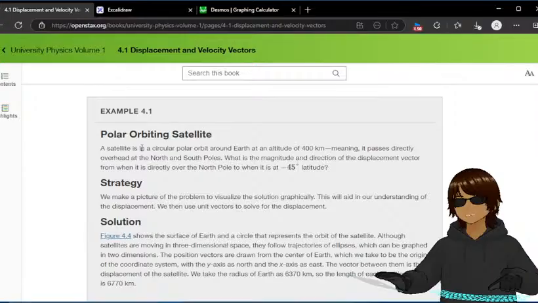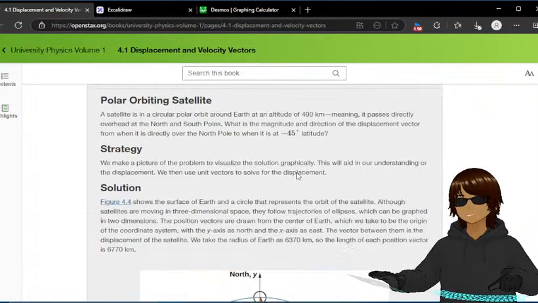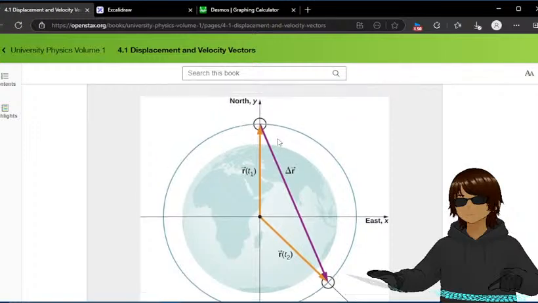A satellite is in a circular polar orbit around the Earth at an altitude of 400 kilometers, meaning it passes directly overhead at the north and south poles. What is the magnitude and direction of the displacement vector from when it is directly over the north pole to when it is at minus 45 degrees latitude? So directly over the north pole, and then this is minus 45 degrees over here. So we have 400 kilometers up here.